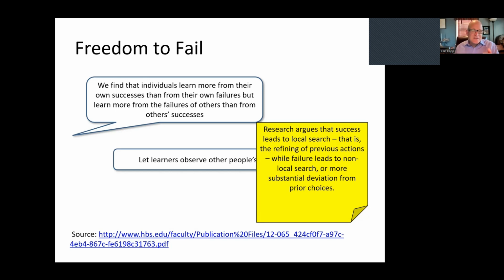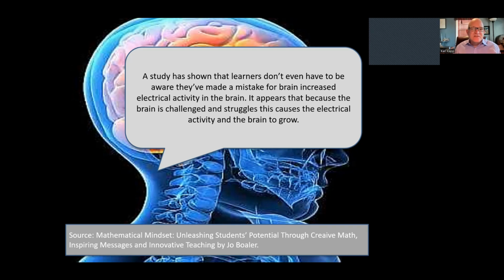And this study is based on work of cardiac physicians who watched other physicians mess up cardiac surgery. And they're like, I don't want to do that. And so they actually learned more from those particular failures. And that was a study that showed that learners don't even have to be aware they're making a mistake for the brain to have increased electrical activity related to those mistakes. So it appears that the brain is challenged and struggles even if it doesn't know it's making a mistake, which is interesting from a research perspective.